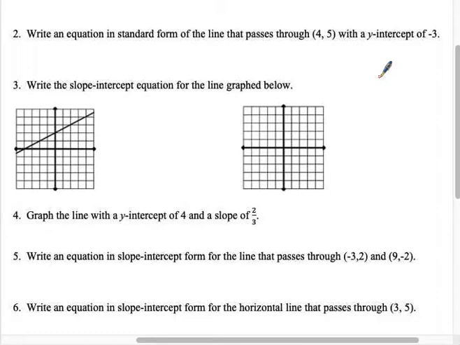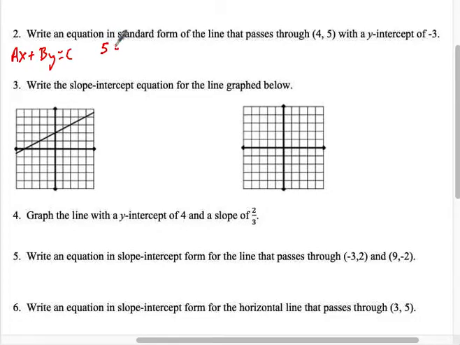Number 2, write an equation in standard form of the line that passes through (4, 5) with a y-intercept of -3. So we want to get this into standard form, which is ax plus by equals c, but we don't have the information to put it straight into that form. We have to start with another form. We've got the y-intercept and we've got a point, so we can write our slope-intercept equation to find the slope.